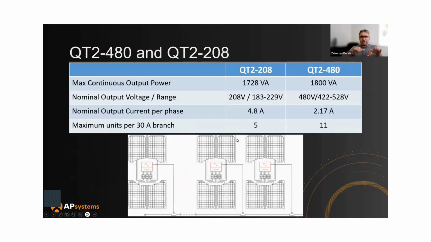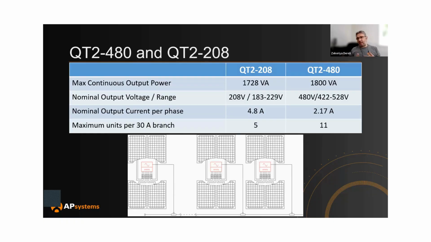The differences between 208 versus 480: because the voltages are different, you get slight differences in power, right? So the maximum continuous output power of the 208 is 1720 volt-amps or watts. For the 480 volt, it's 1800. So just a slightly reduced power on the 208. That's because you have a lower voltage, higher current, but current is limited, so you can't go all the way high to compensate for that voltage difference. So there's a bit of a reduction in power, not much.